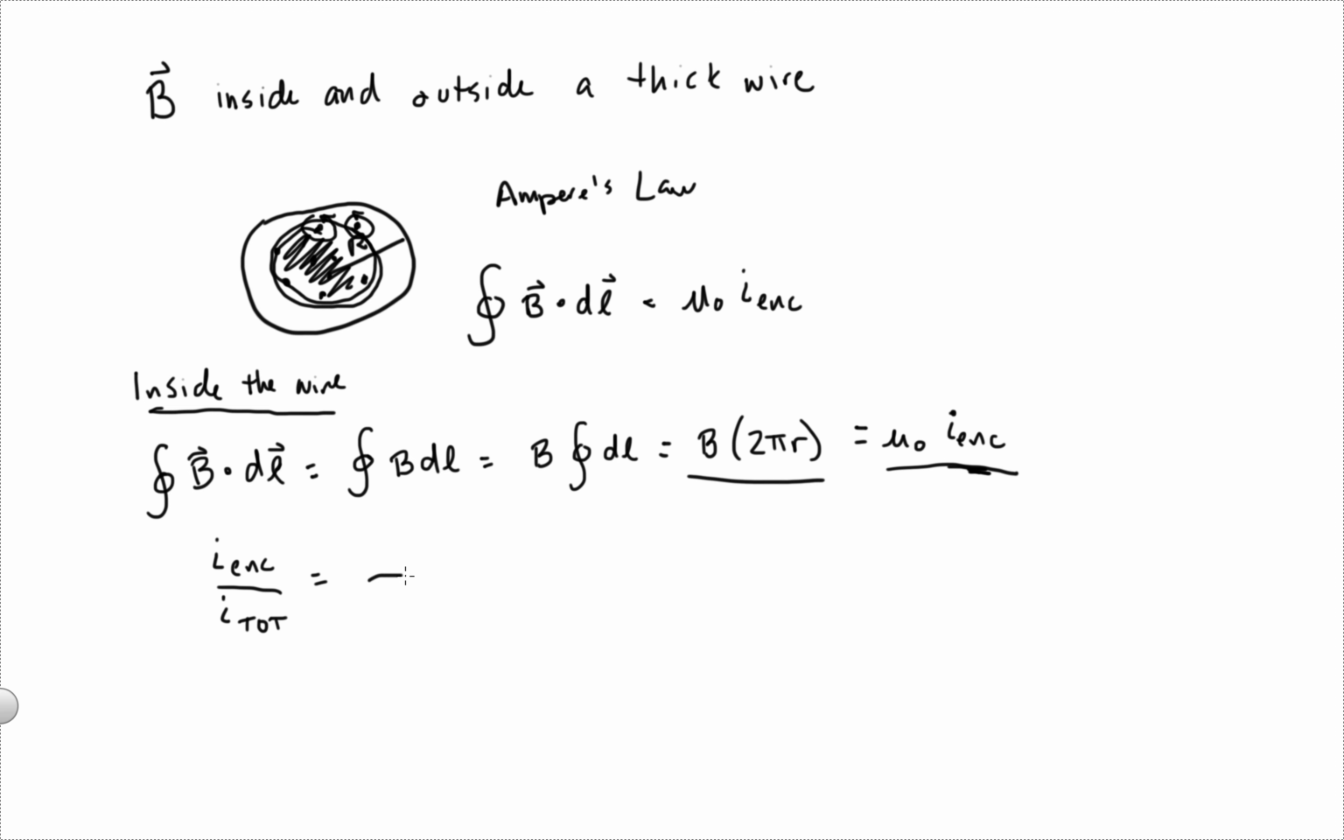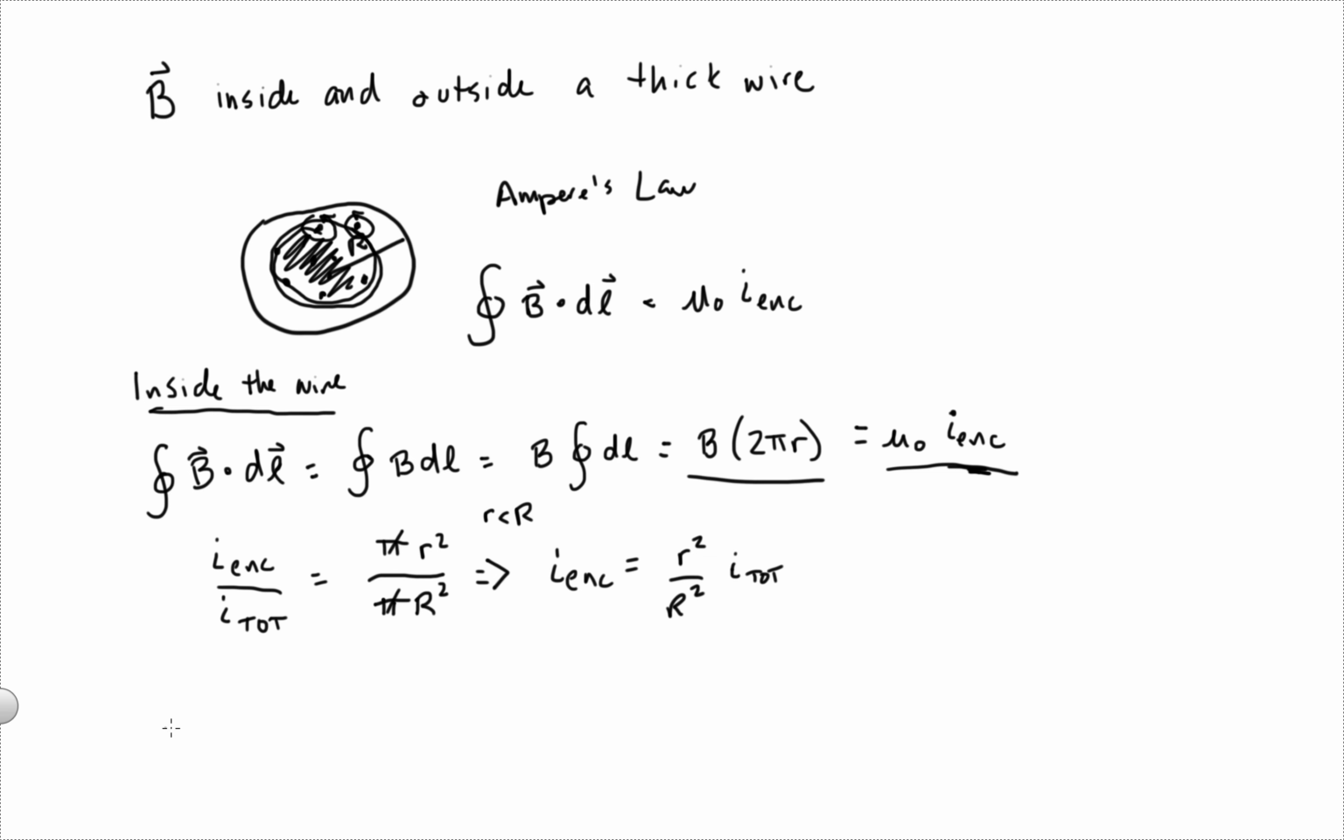Well, that's going to be a ratio of areas. So pi times little r squared for the small loop, over pi times big R squared for the thick wire, where little r is less than big R in this case. And so the current enclosed is going to be related to the square of little r divided by the square of big R times the total current.